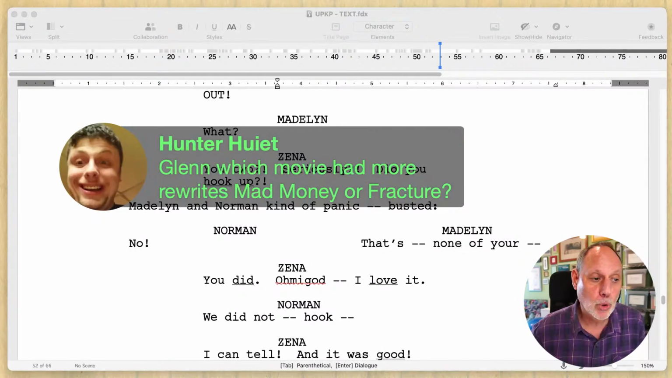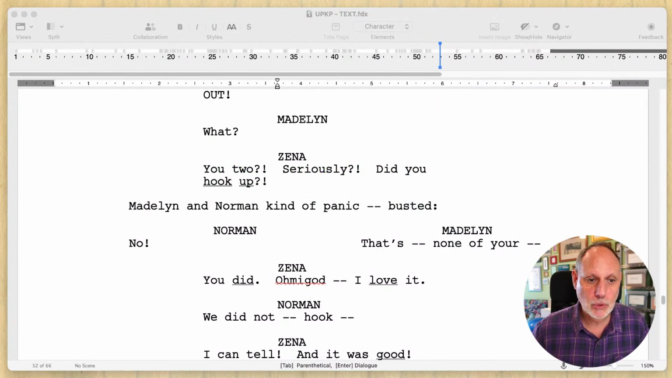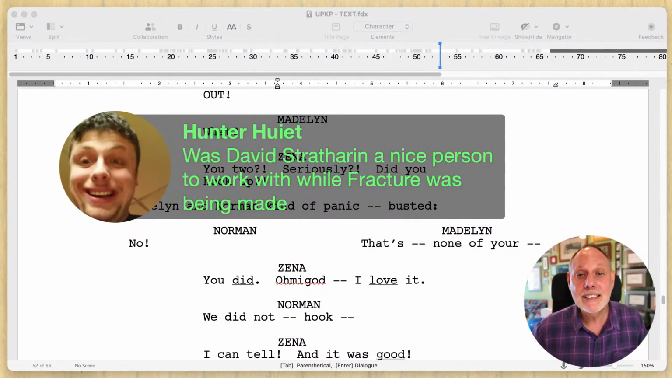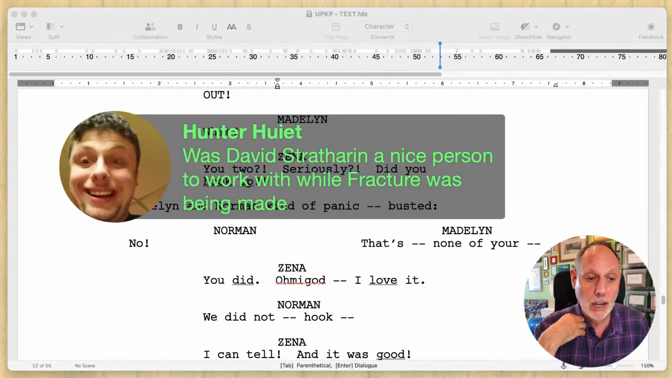Fracture had more rewrites than anything on earth. Fracture was many years worth of working on that. I think I answered you. Let me know. David Strathairn was the nicest person. I got to say, everyone on Fracture was remarkably nice, and it wasn't always easy for them. But David Strathairn was so damn nice.